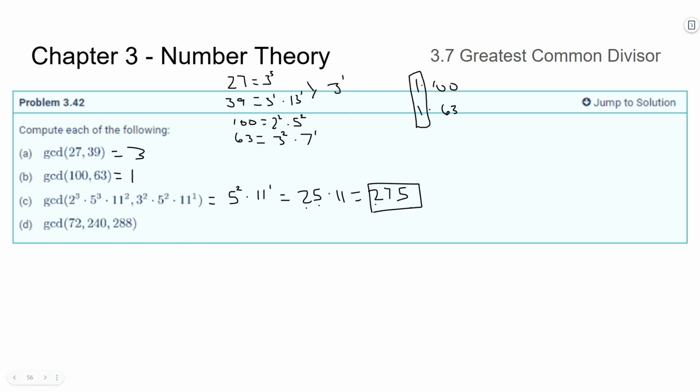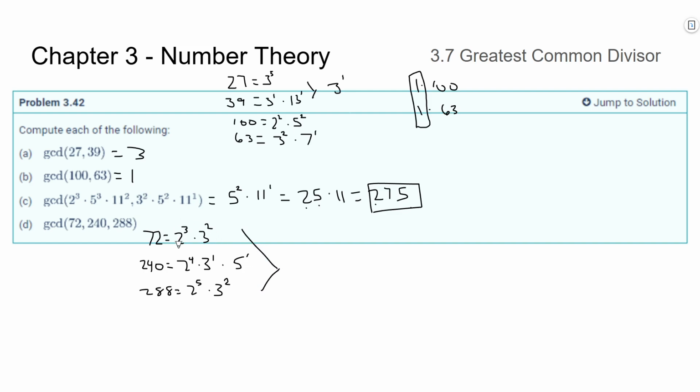All right, so then the GCD of 72, 240, and 288. All right, so for 72, we have 2 cubed times 3 squared. 240 is 2 to the 4th times 3 to the 1 times 5 to the 1. And 288 is 2 to the 5th times 3 squared. All right, so what do we have in common with all three of these?